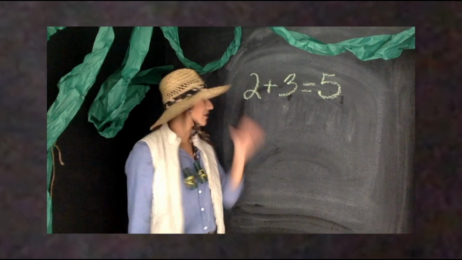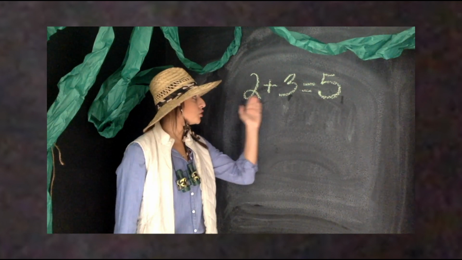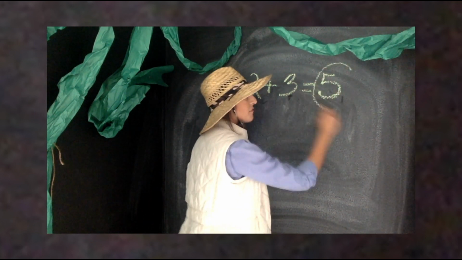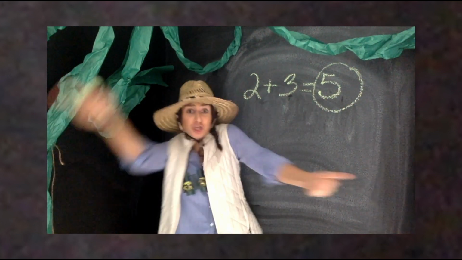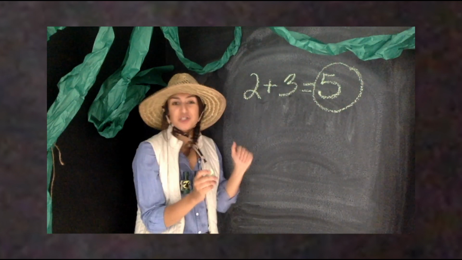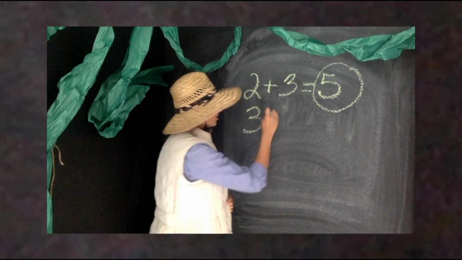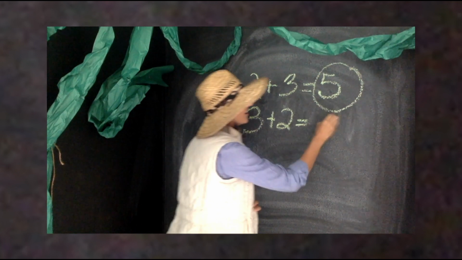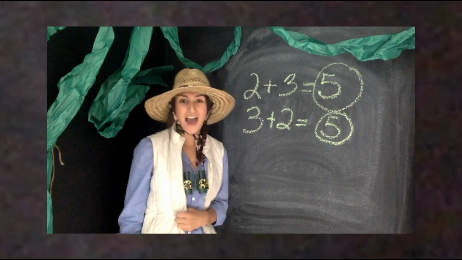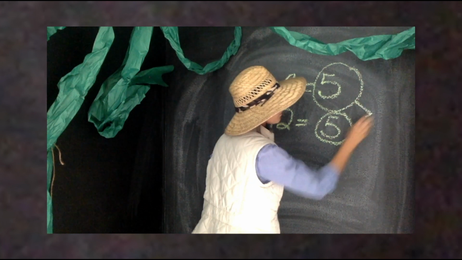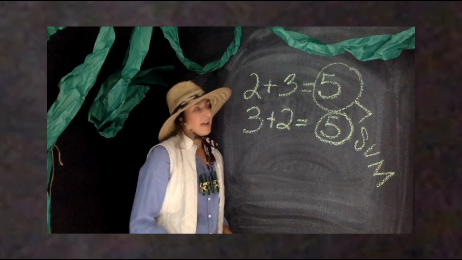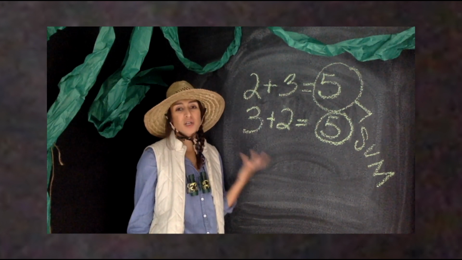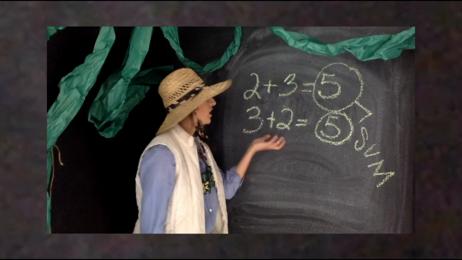We talked about how you could take a number sentence like this, 2 plus 3 equals the sum of 5, and change the order. So let's try it. 3 plus 2 equals the same thing. 5. And remember, these are both called the sum.